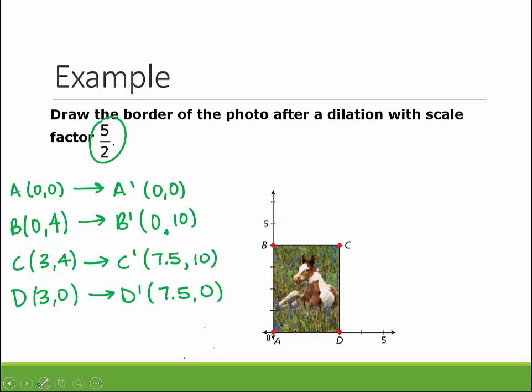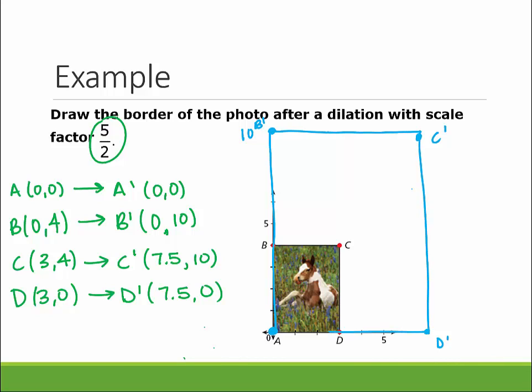So this tells us where the new coordinates should be. A prime is still at 0, 0. B prime, I would have to go up to 10 here. C prime, I would go over 7.5 and up 10. So this is B prime, C prime. And then D prime, I would go over 7.5. And then we would draw the border of this picture. But basically 5/2 is 2.5, so this got 2.5 times bigger.